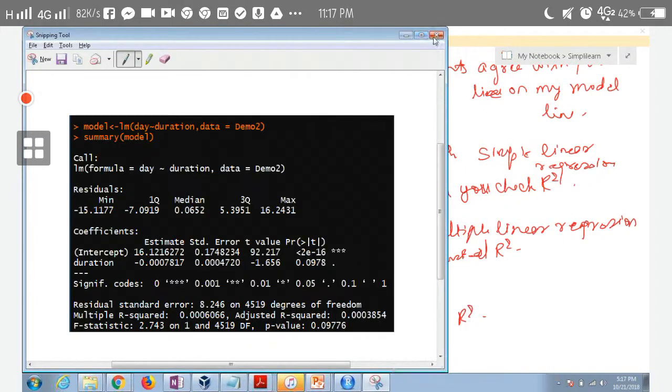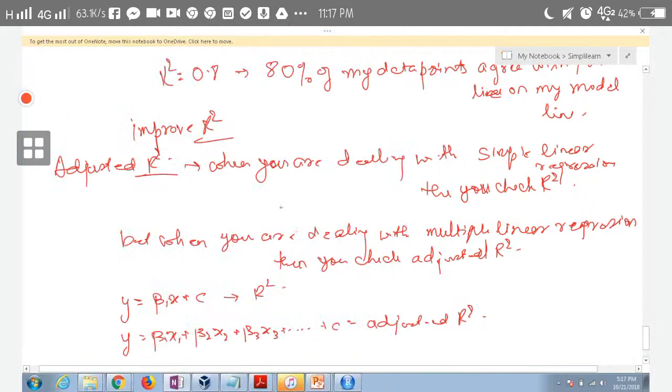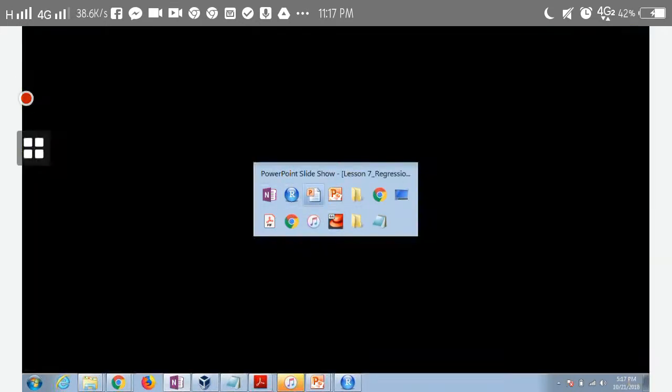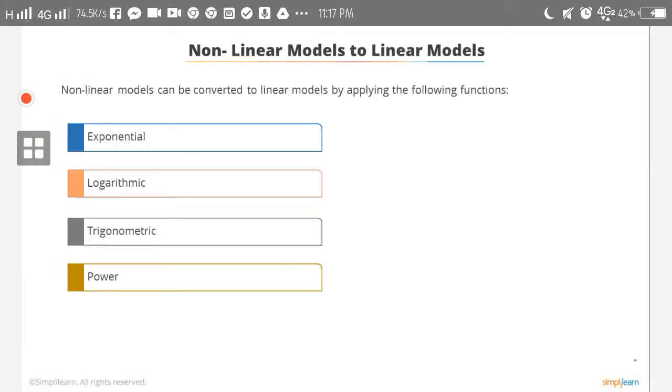Delete this. Now what is standard error? Standard error is very well explained in the presentation itself. I don't need to write it.